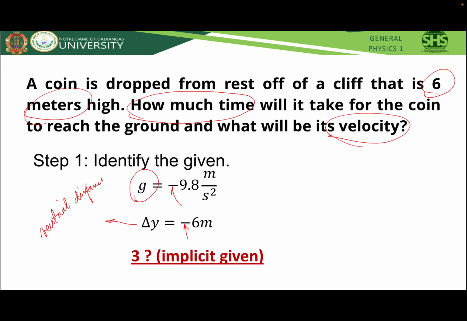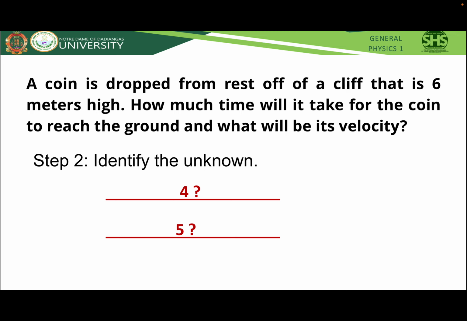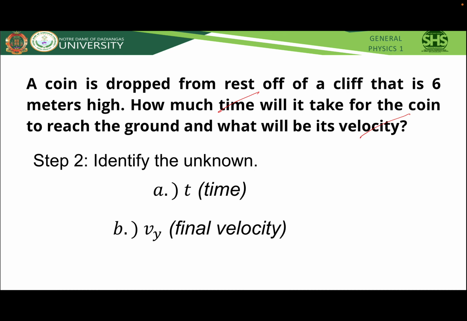Okay? Huwag masyadong malito or mag-panic with that negative symbol. That only indicates that the motion is going downward. And then our implicit given, again, from rest. We all know what this means. Itong ating from rest, the value of our VIY is always 0. Again, kasi nga, from rest. Let's move on. What are the unknowns that we have? Again, nasabi natin yan kanina, our time and our final velocity.